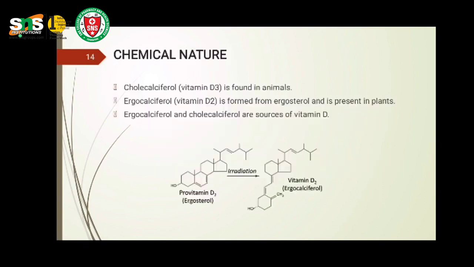Then, chemical nature of vitamin D. Cholecalciferol, otherwise called vitamin D3, is found in animal sources, and ergocalciferol, otherwise called vitamin D2, is formed from ergosterol, which is present in plants. Ergocalciferol and cholecalciferol are the sole sources of vitamin D.